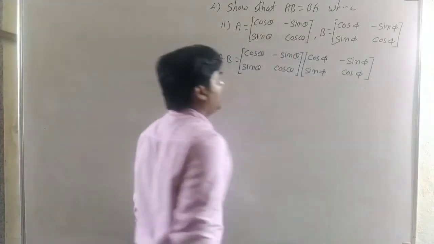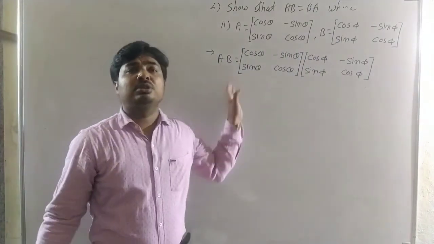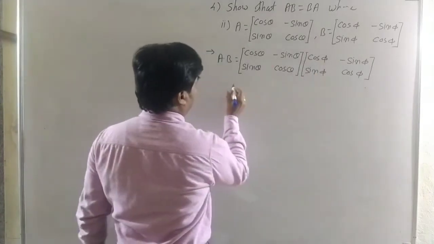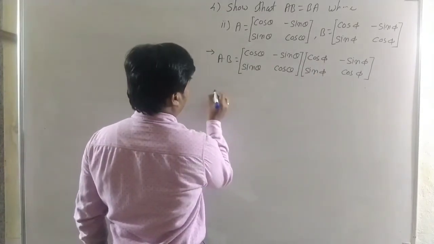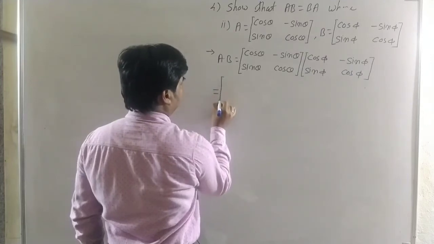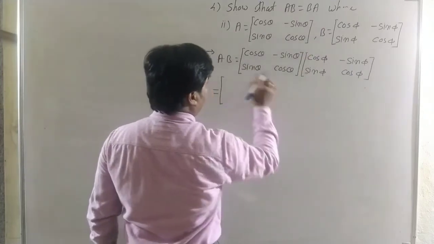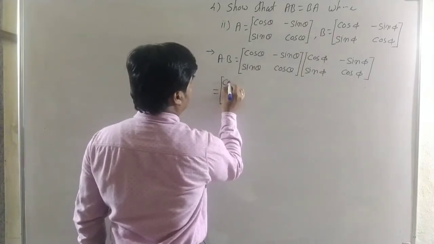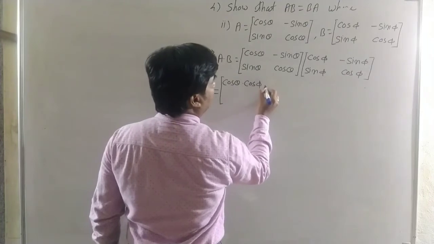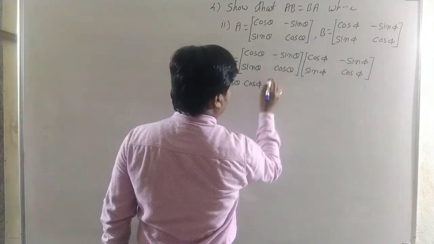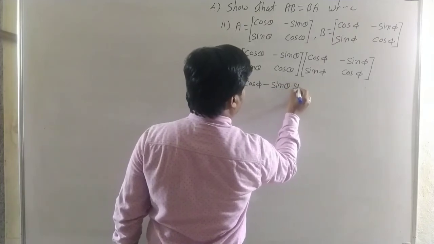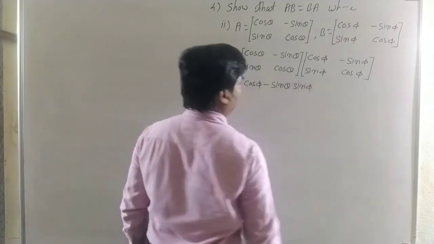Okay. Now we take the multiplication of these two matrices. Here same procedure, first row first column. Then here see carefully, first row first column, it is cos theta into cos phi plus, but here it is a minus, therefore minus sin theta sin phi. Okay.